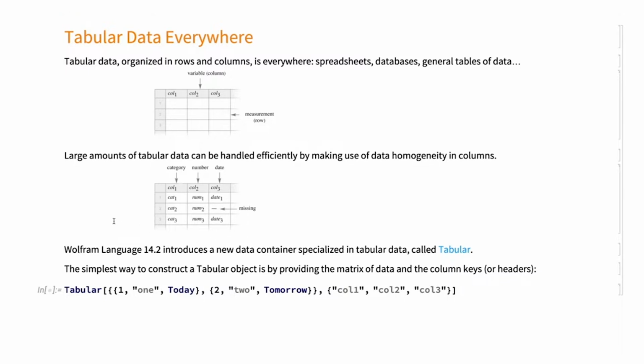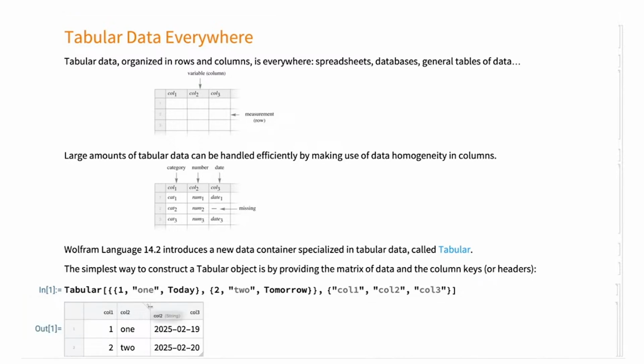So Wolfram Language 14.2, released just a few weeks ago, introduces a new data container which specializes in this type of data, and it's appropriately called Tabular. There are many ways in which you can construct a Tabular object, and you will see them during these talks, but probably the simplest one is simply providing a matrix of rows and columns in the first argument of Tabular, and then in the second argument, you give the names of the columns. And there you have your first Tabular.